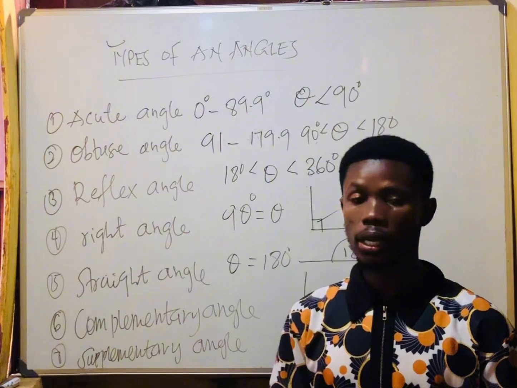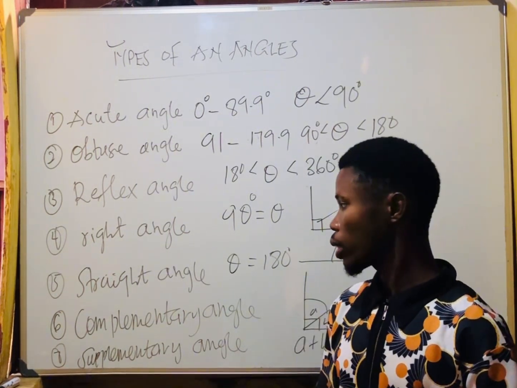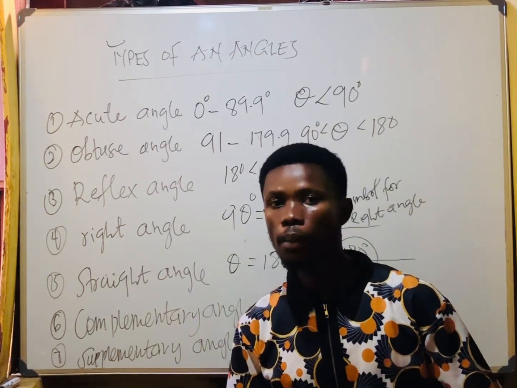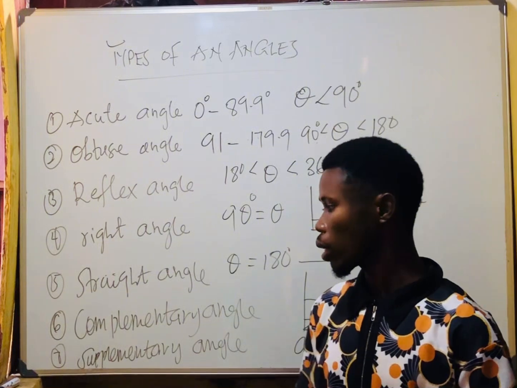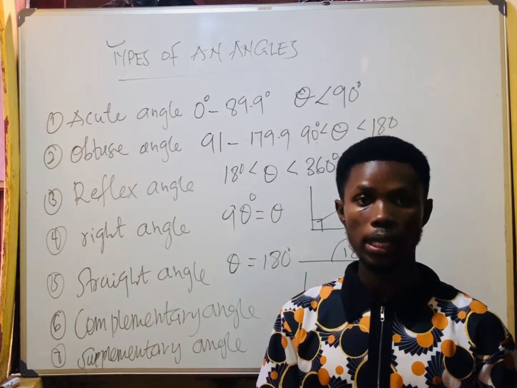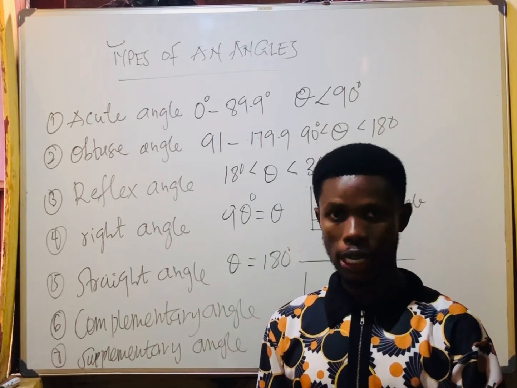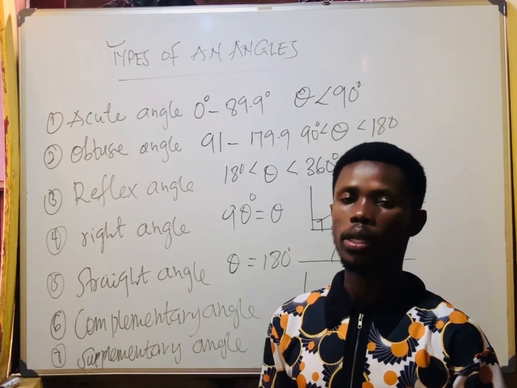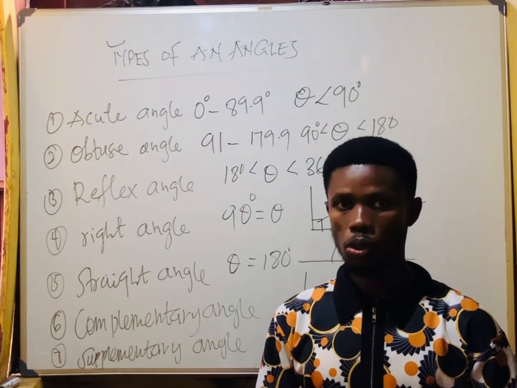And we have the right angle, which is exactly 90 degrees. The measure of it is exactly 90 degrees. And the straight angle, the measure of it is exactly 180 degrees. And we have the complementary angle, which is talking about a sum. You add something to get 90 degrees. And the supplementary is also talking about adding something to get 180 degrees. I hope this is good to you.